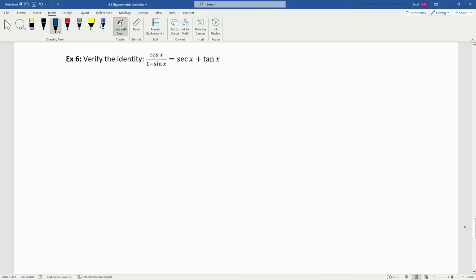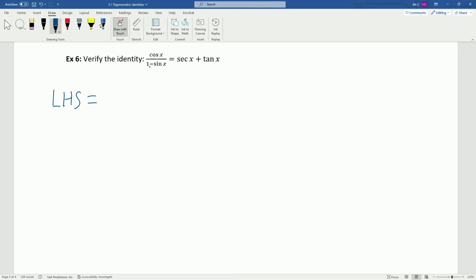All right, example 6 here. Verify the identity cosine of x divided by 1 minus sine of x equals secant of x plus tangent of x. So again, we always want to start out by thinking, okay, what do I have? Where am I trying to go? On the right-hand side, I have two separate terms added together. On the left-hand side, I have a single fraction. So somehow I'd like to be able to rewrite that fraction as two separate terms. That's not really possible right now.